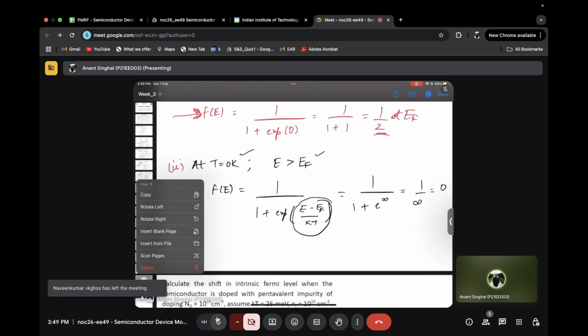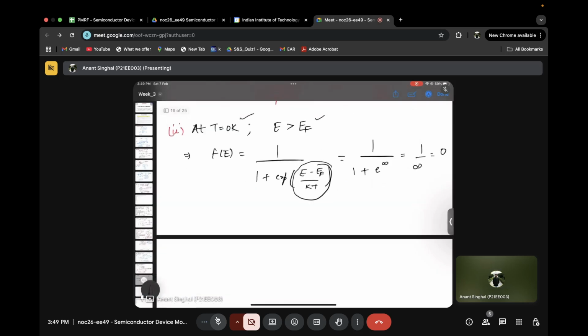And similarly, if the temperature is still 0 Kelvin, but the energy level is now lying below the Fermi level, then what would Fe be? It is 1 upon 1 plus e to the power minus infinity, which is 0. So it would be 1 upon 1 plus 0, that means 1.